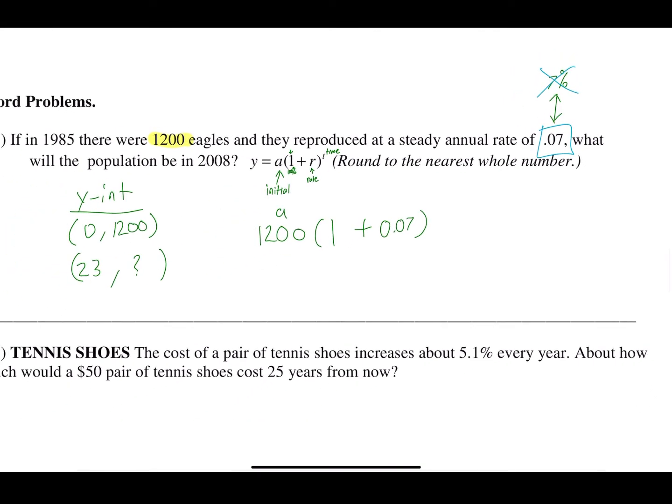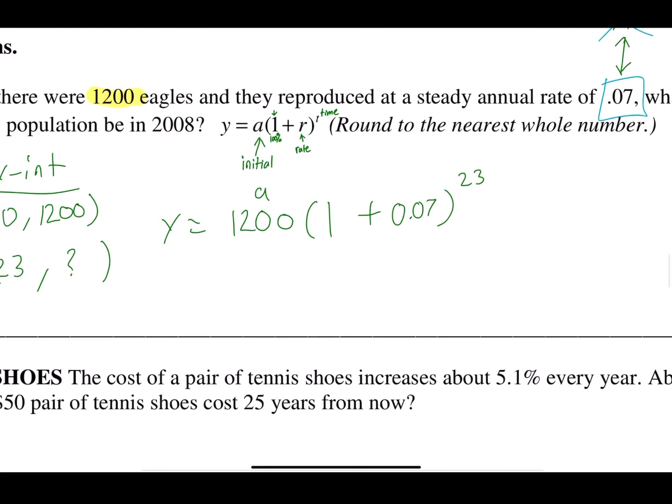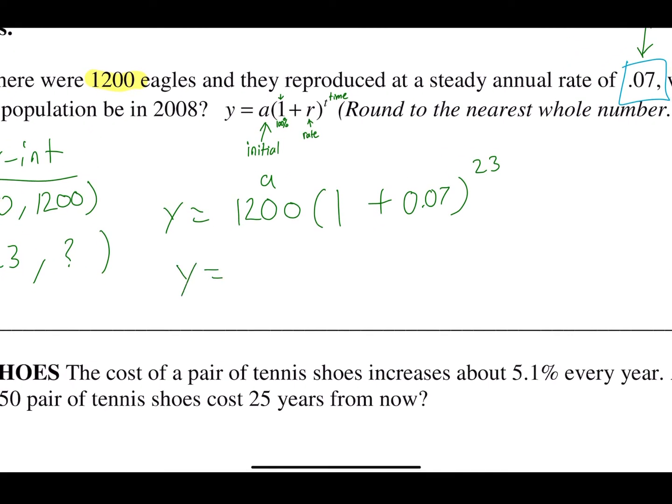That happens to be 1985 to 2008 is 23 years. From here, we're just solving for y, what this is going to equal out to. So y equals, let's clean this up a little, 1200 times 1.07 raised to the power of 23. I'm going to pause for a second and give the answer.